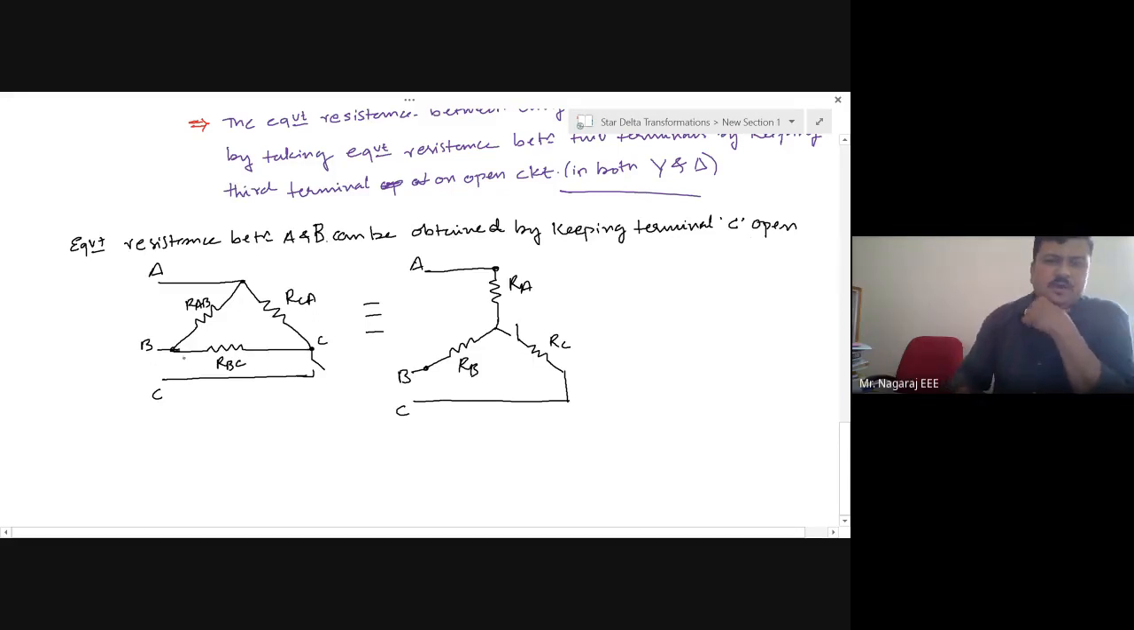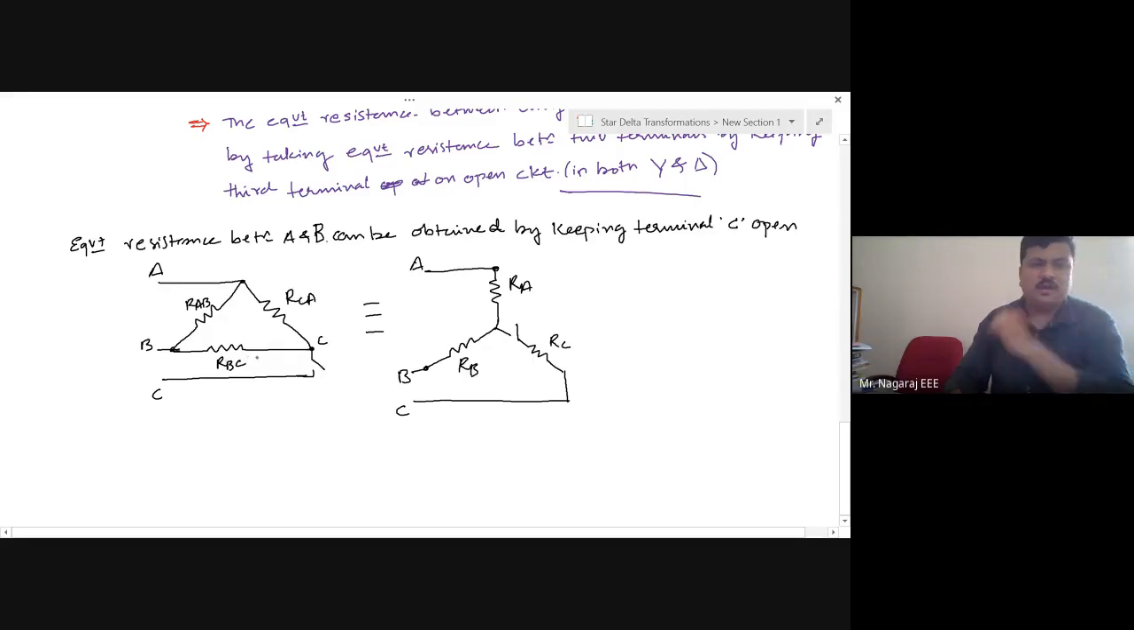If I want to find the equivalent resistance between B and C, I should keep terminal A open. In that case, my RAB and RCA will be in series. That will be in parallel with RBC.